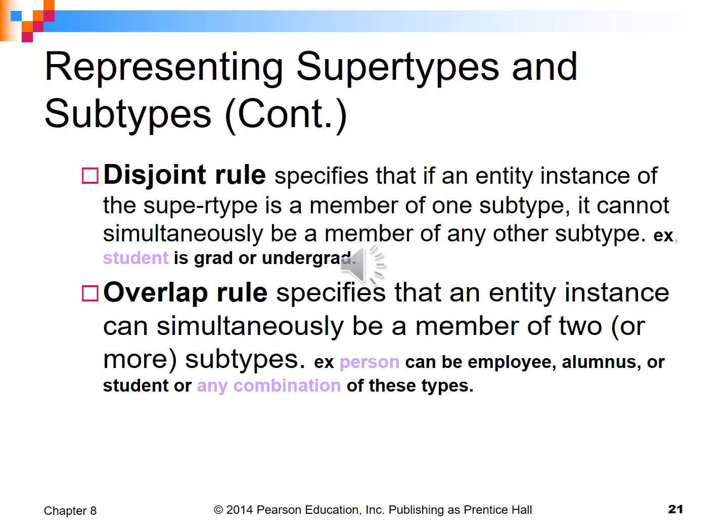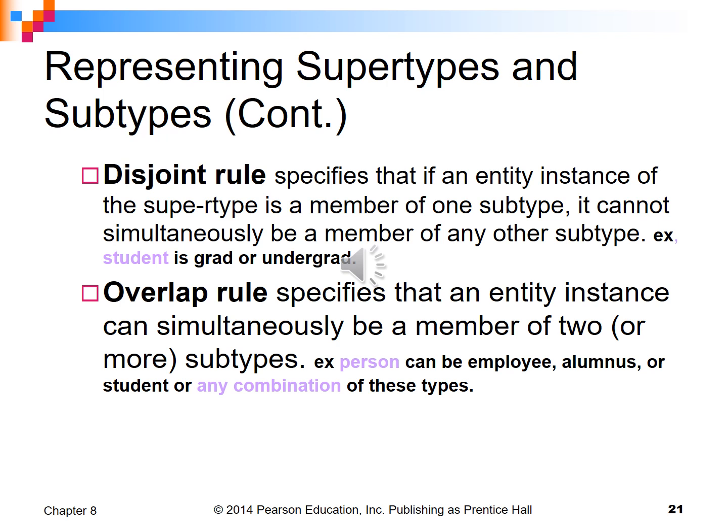Well, let's look at disjoint and overlap rules. A disjoint rule states an entity instance of a supertype can only be a member of one subtype. But the overlap states an entity instance of a supertype can be a member of multiple subtypes. The disjoint specifies that if an entity instance of the supertype is a member in one subtype, it cannot simultaneously be a member of any other subtype.